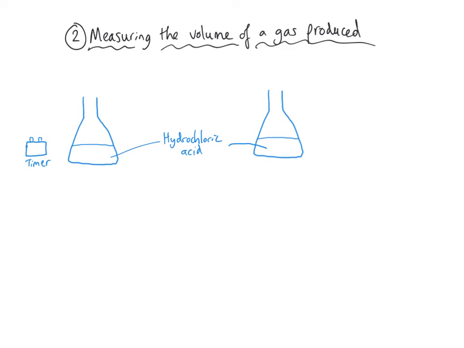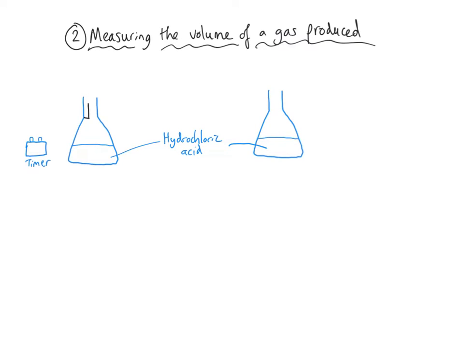If there's a gas being produced in a reaction, you could also measure the rate of reaction by collecting that gas that has been produced. Now, I've got 2 pictures here because there are 2 different methods of collecting gas in a reaction. Both of these conical flasks have hydrochloric acid in, and we've got a timer on the left-hand side.